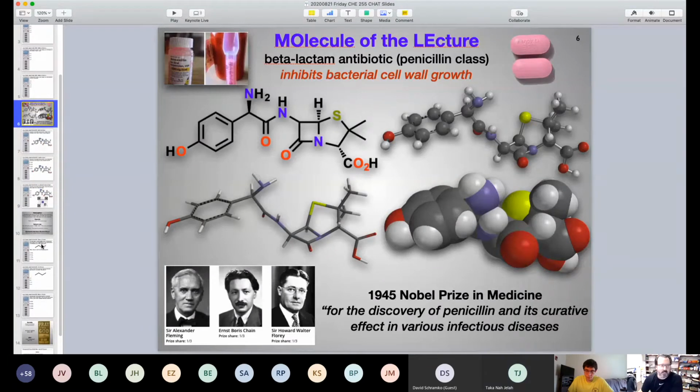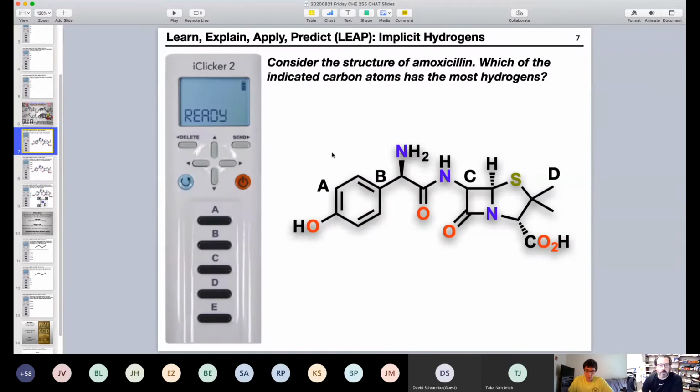So let's transition into some more questions. This is a question I wrote. If we were face to face and you were taking an exam that I wrote, this question would look like a question on that exam. Consider the structure of amoxicillin. Which of the indicated carbon atoms has the most hydrogens?